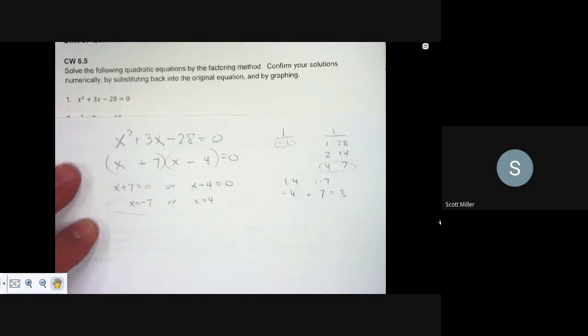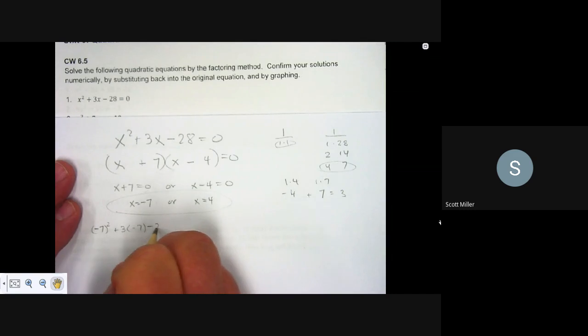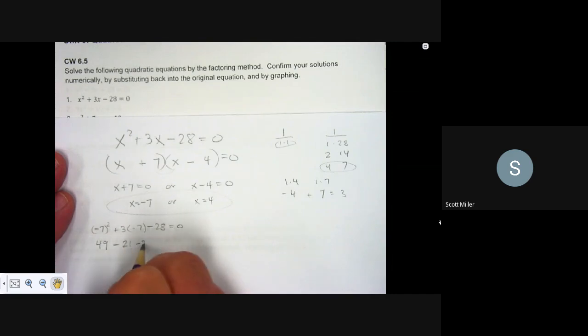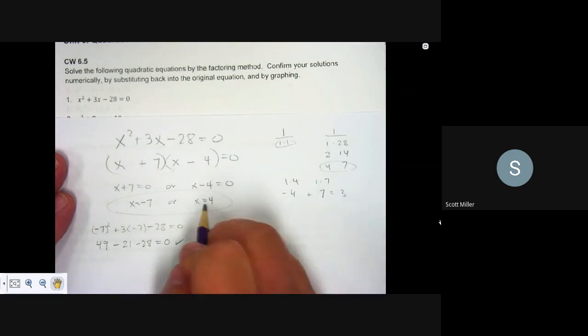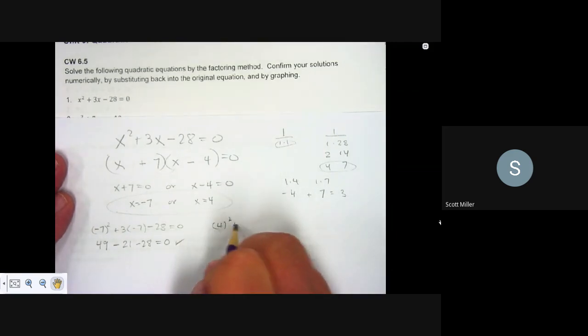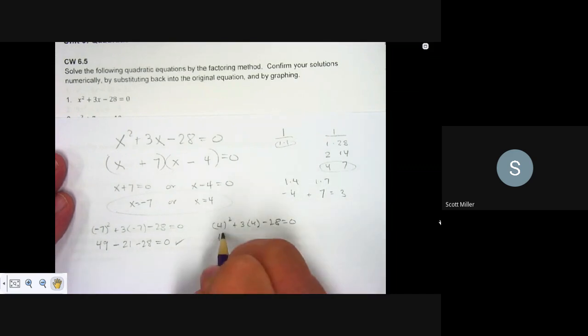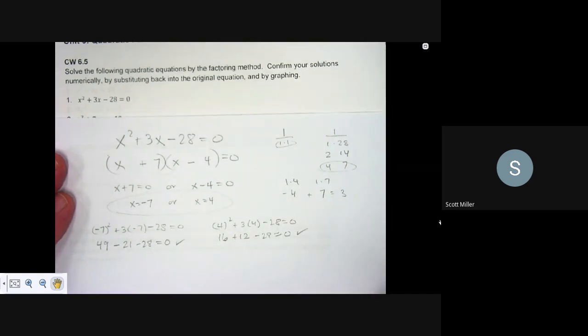And we can confirm those algebraically by plugging them in. -7 squared plus 3 times -7 minus 28. Does that equal 0? This is 49, this is minus 21, minus 28. And it indeed confirms to be 0. And you can check the 4 also. 4 squared plus 3 times 4 minus 28. Does that equal 0? This is 16, 12, and sure enough, they also confirm to be equal to 0.